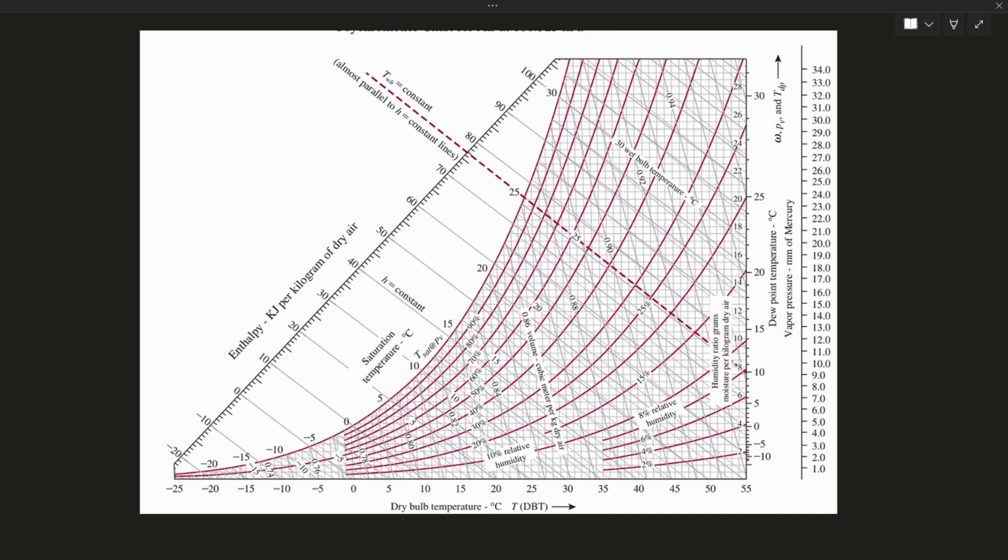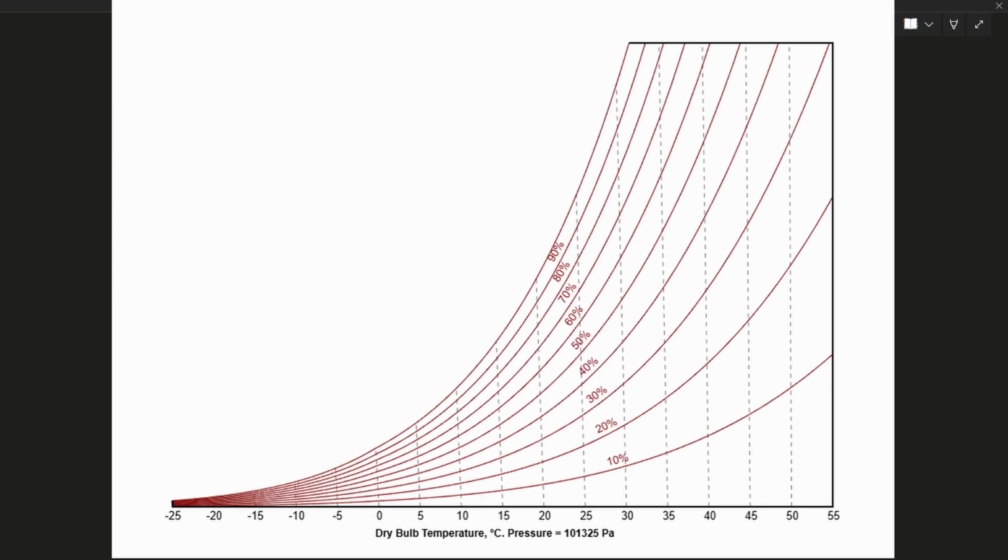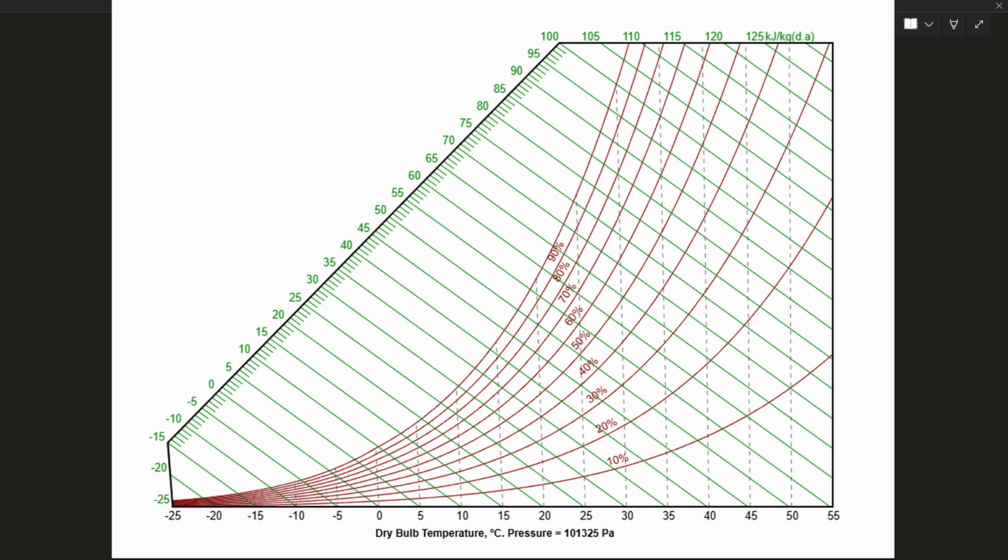Okay, the next thing you have to know is a psychrometric chart. This looks like a little mess, but just take this blank psychrometric chart. At the bottom is your temperature. Even though it's written dry bulb temperature, just ignore that. That's basically the temperature of the air. These curved lines are the relative humidity, your phi. Next, on the diagonal side is your enthalpy, H.